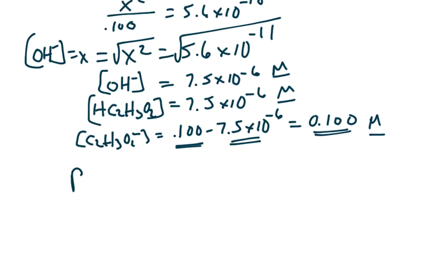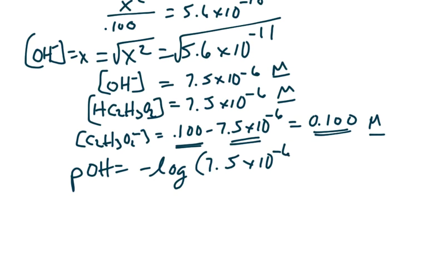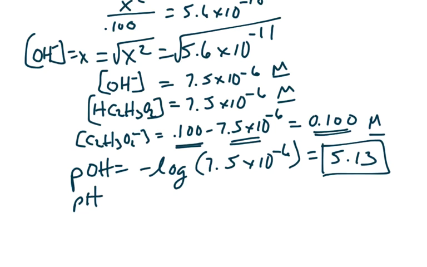Now, if I know my OH minus concentration, then the next step is I can find my pOH, and that's the negative log of my OH minus concentration, so 7.5 times 10 to the minus 6. That value is going to be somewhere between 5 and 6, and in fact, that turns out to be 5.13. So that's my pOH. And my pH is 14 minus my pOH, so 14 minus 5.13, and that equals 8.87.